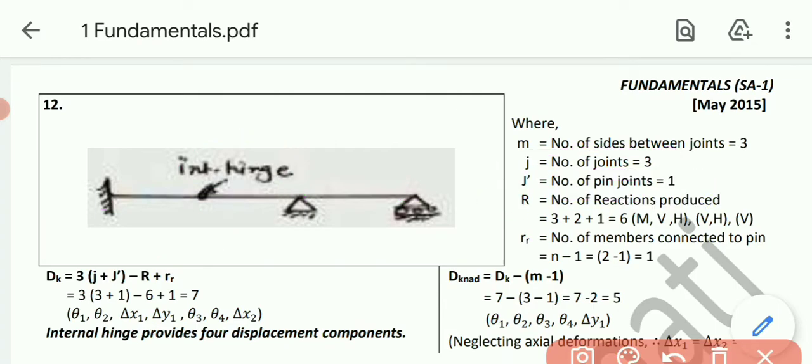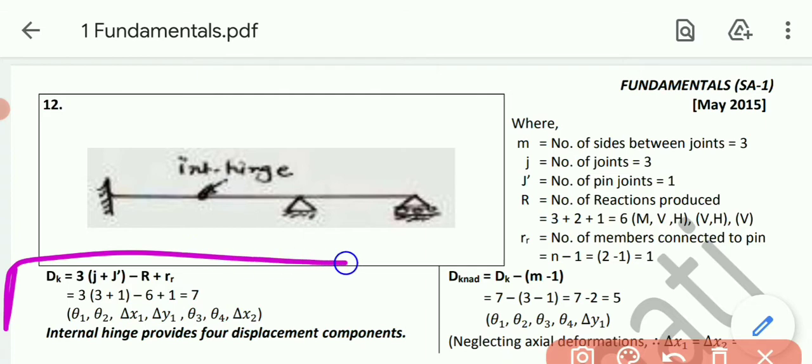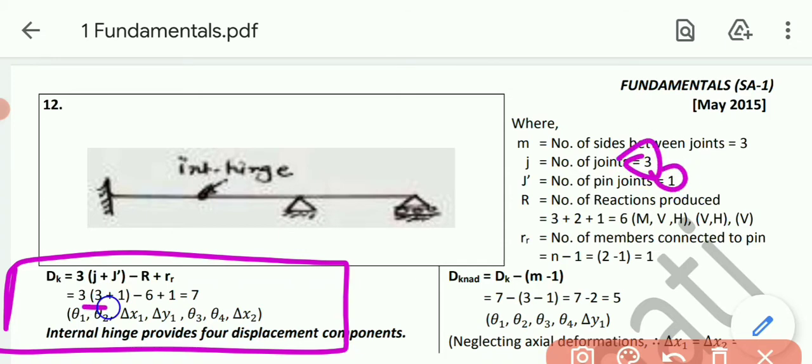Clear? Now small r will be there. Okay, small r means number of sides connected minus 1. So 2 sides are connected, 2 minus 1, so I will get the value of small r. Okay, now let's calculate the answer. DK equals 3 times J plus J dash minus capital R plus small r. So 3 times J, that is 3 times 4, J dash 1, minus capital R, that is 6, plus small r, that is 1. So 12 minus 6, 6 plus 1, answer comes 7.